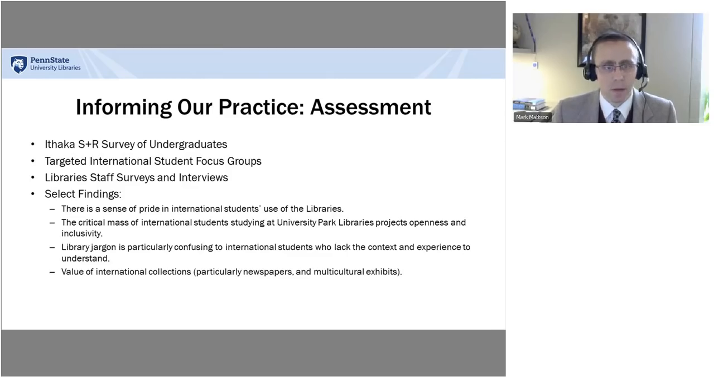Another key finding was that library jargon is particularly confusing to international students who might lack the context or experience with those terms. And the value of international collections, particularly newspapers and multicultural exhibits, are really important in that sense of belonging at the university. And all of this was done by some of my colleagues, Steve Borelli, Don Amsbury, Lana Munip, Aliyah Gant, Chao Su, and Susan Lane, who all did different parts of these surveys.